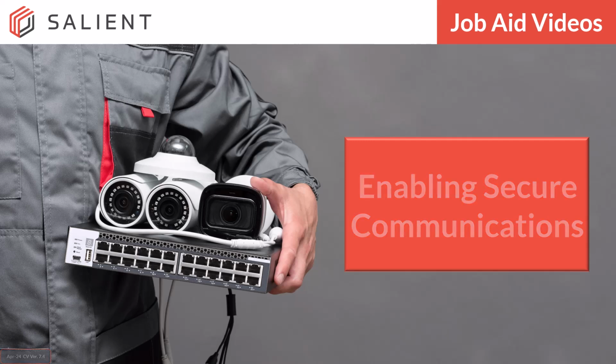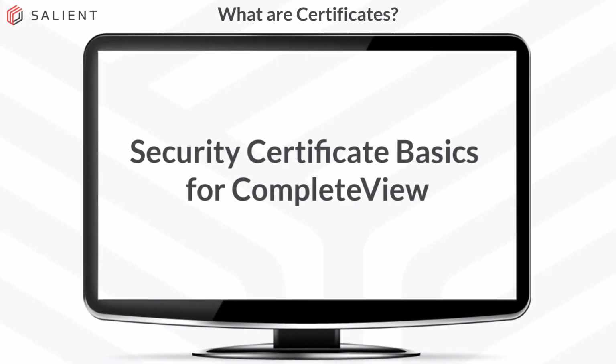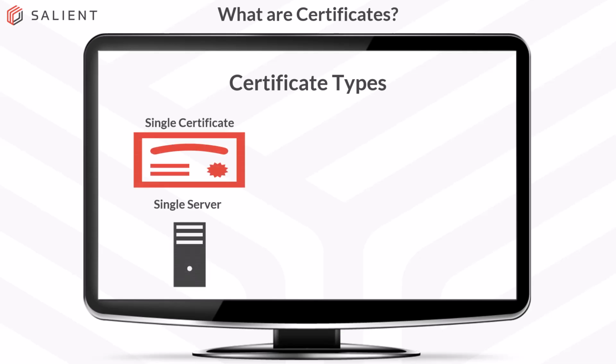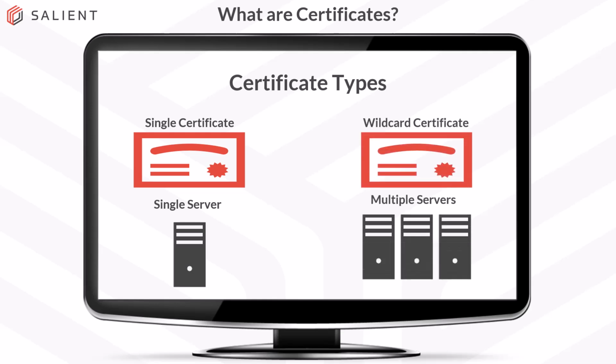So let's get started. Before we dive into the process, here's some background on security certificate basics that may help you to decide how to proceed with securing your Complete View deployment. When you enable secure communication for your deployment, there are two types of certificates that you'll work with. Single SSL certificates, which work on individual servers, or wildcard SSL certificates, which work for many servers.